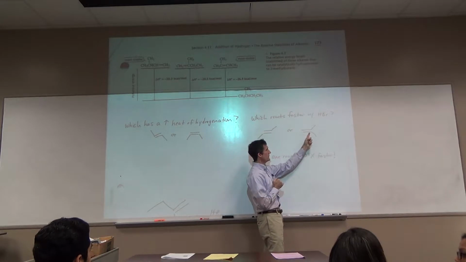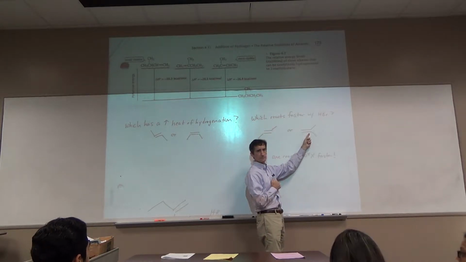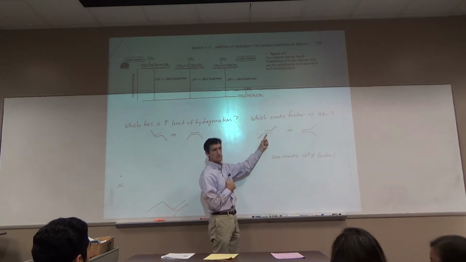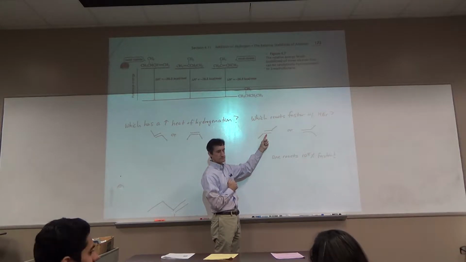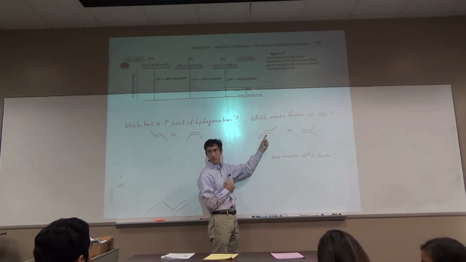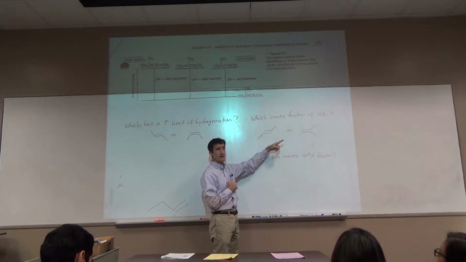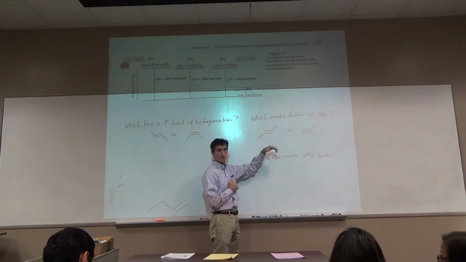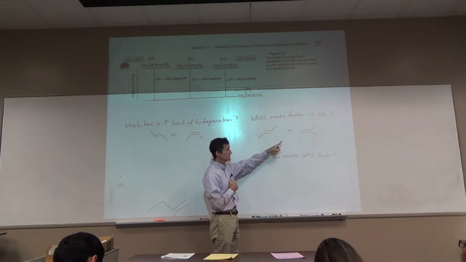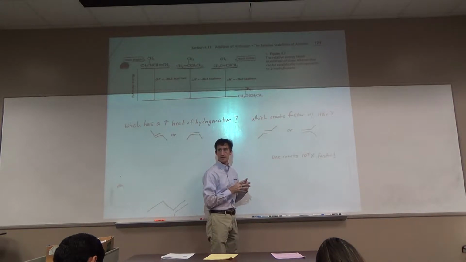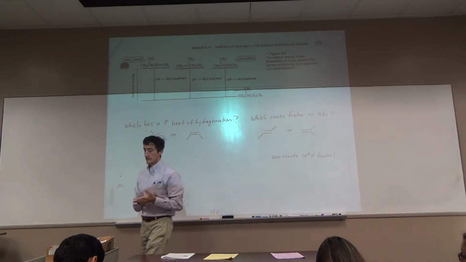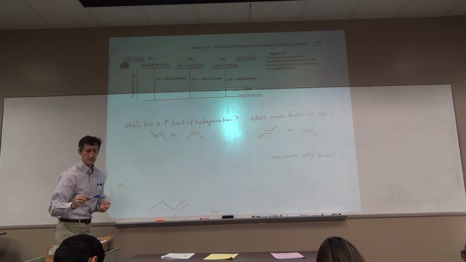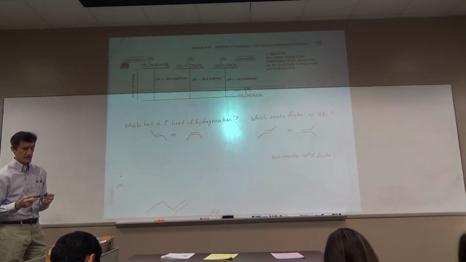If this reacts with HBr, what type of cation are we going to form? Tertiary. If this reacts, we're going to form... no, secondary. A secondary cation would form. You see it? The tertiary cation is much more stable, so it's going to be easier to form the tertiary cation. That's kind of the answer. It's the one on the right, much faster.